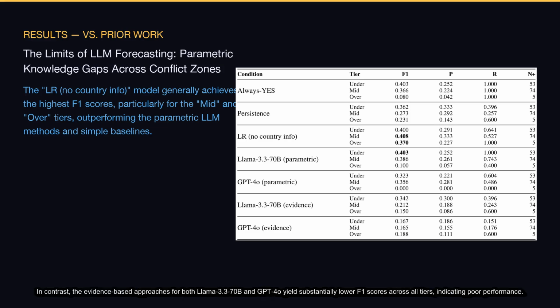In contrast, the evidence-based approaches for both Llama 3.3-70B and GPT-4o yield substantially lower F1 scores across all tiers, indicating poor performance.